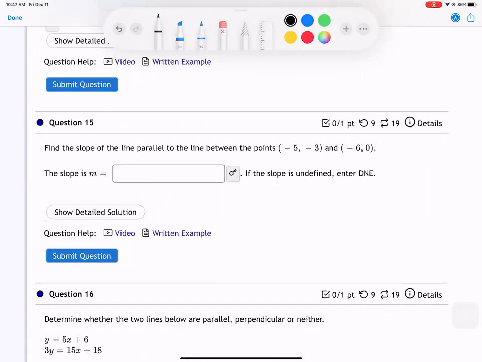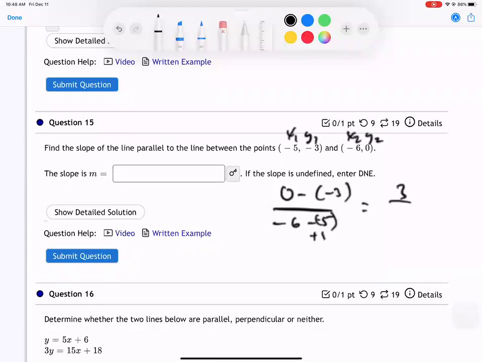There are a lot of slopes on this, right? To find the slope here, it's going to be x1, y1, x2, y2. 0 minus -3 over -6 minus 5. Oh, -5, sorry. And that's going to be 3 over, that's a positive 5, -1, -3.